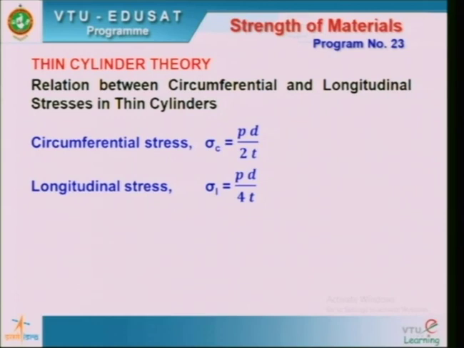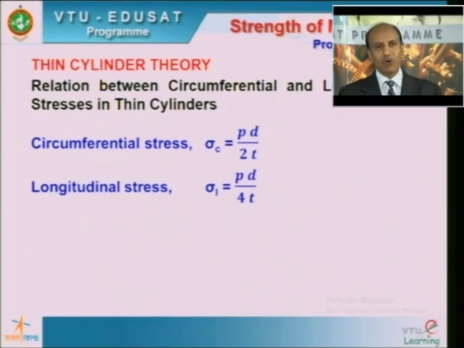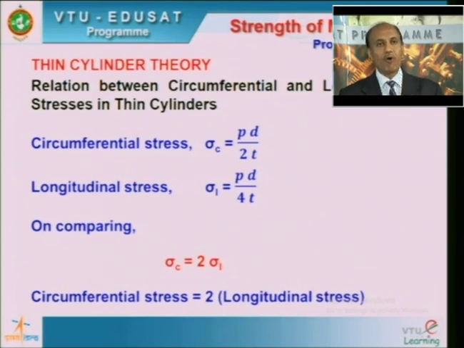So, for a given value of P, D and T, if you just look at the expressions, you can always understand that the circumferential stress is larger than the longitudinal stress. But if you have a closer look, you will really understand that the circumferential stress is 2 times larger than the longitudinal stress, because the first one is PD by 2T and the second one is PD by 4T. So obviously, the circumferential stress is 2 times greater than the longitudinal stress. That is a very important piece of information that you need to be aware of.